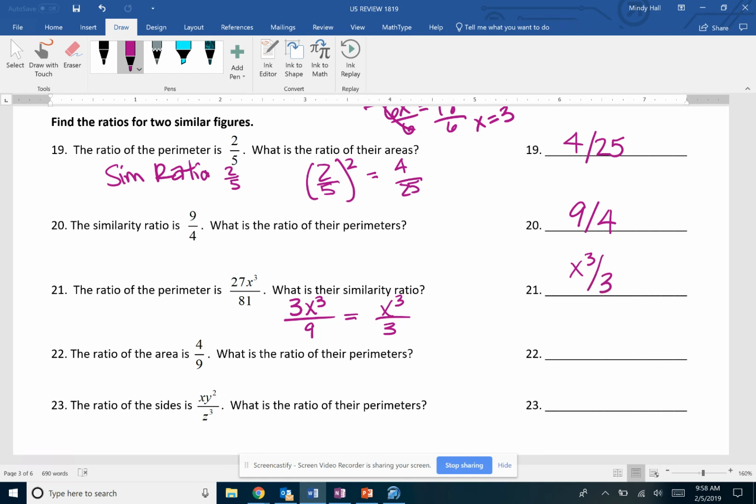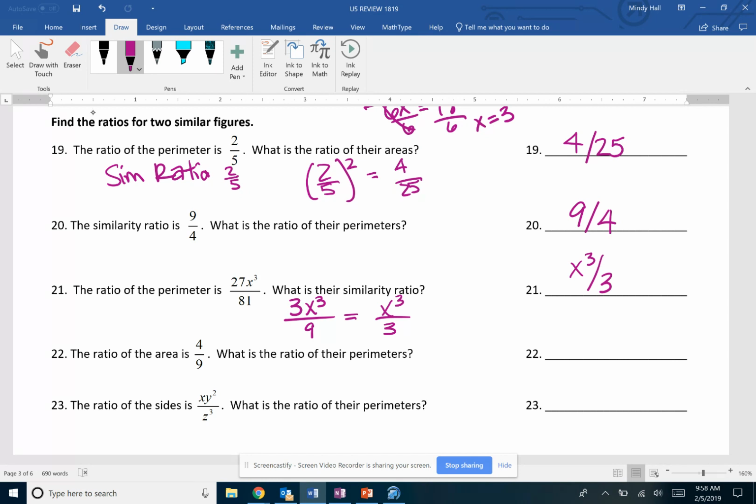Again, the perimeter ratio and similarity ratio are the exact same thing. But if they give it to you in a non-simplified form, go ahead and simplify it too. And sometimes it may take more than once, kind of like when I did it, because I didn't know 27 went into 81 evenly. So we have the area for 22.